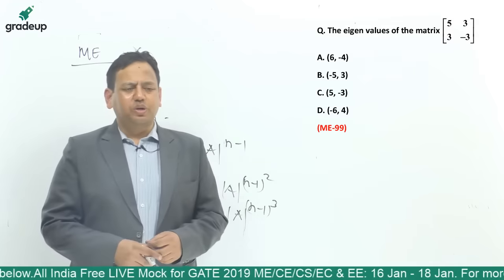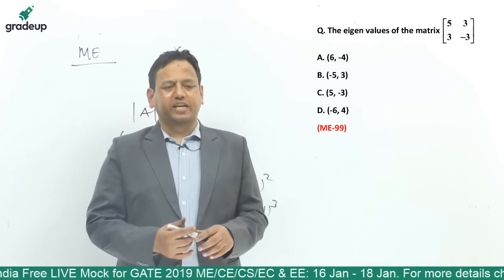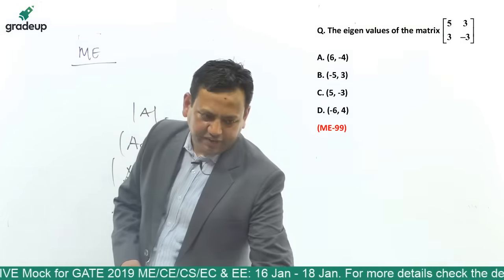Because the sum should be equal to 2, and the sum is equal to 2 in the two cases A and C. But for the product, what is the determinant? Determinant is minus 24. So C will be opted out. A would be the answer.